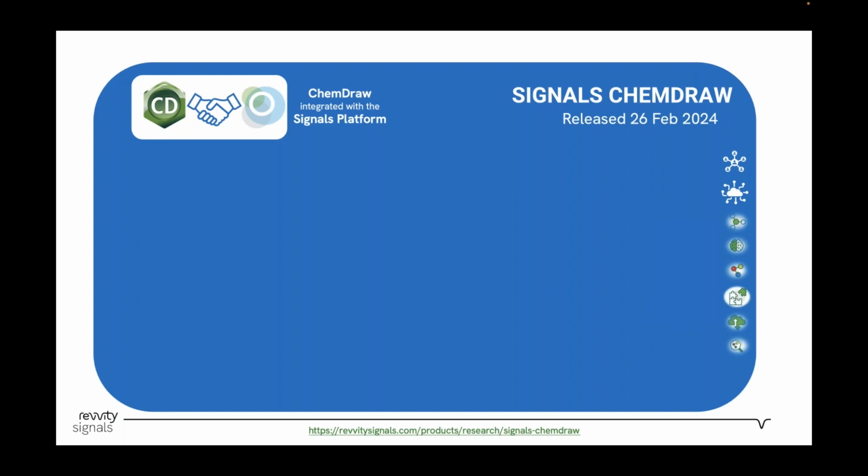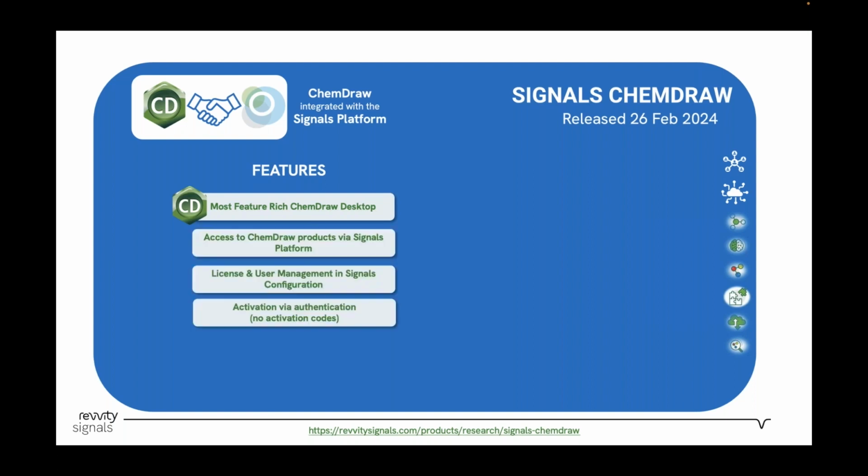So let's get into some more details about what is included within that Signals ChemDraw umbrella. Like I said, it's ChemDraw that's integrated into the Signals platform. First and foremost, as part of Signals ChemDraw, you are going to be receiving the most feature-rich version of ChemDraw Desktop. So you can think about this in terms of what you would have received for ChemOffice, plus a set of new features and functions on top of that. What we are really fundamentally changing is a modernization of the accessibility and licensing of ChemDraw as it stands today.